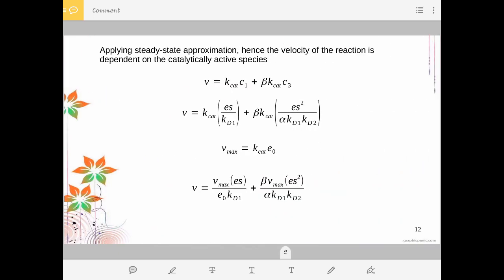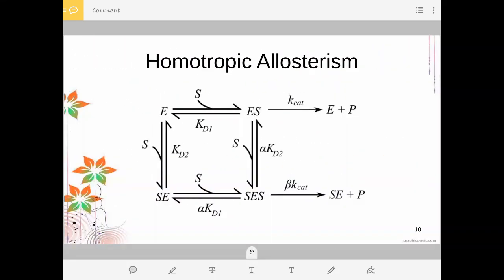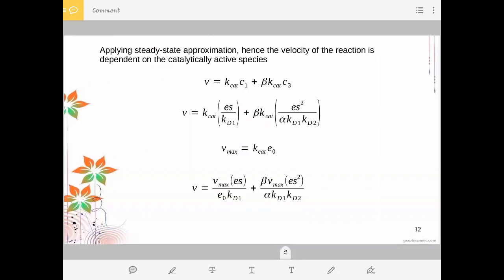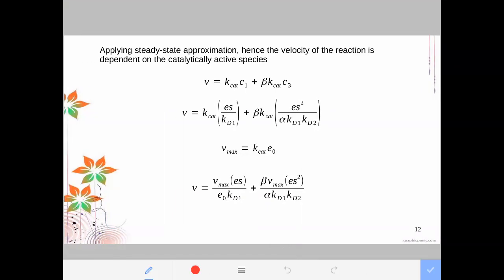Now, going back. Applying the steady state approximation, for the formation of the complex, dC over dt is approximately equal to 0. So the reversible reactions are at steady state. So for the rate of the reactions, we just consider the catalytic steps. So this is a simplified one. For the velocity, we will just consider the rate of the reaction of the catalytic steps, those are the irreversible catalysis.